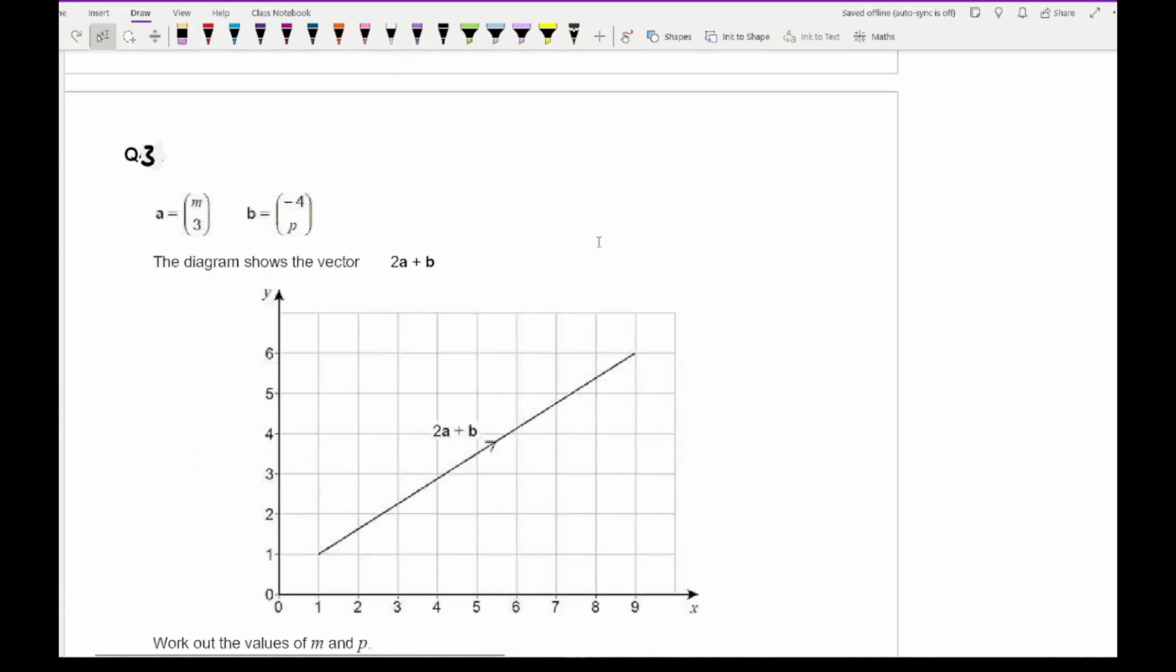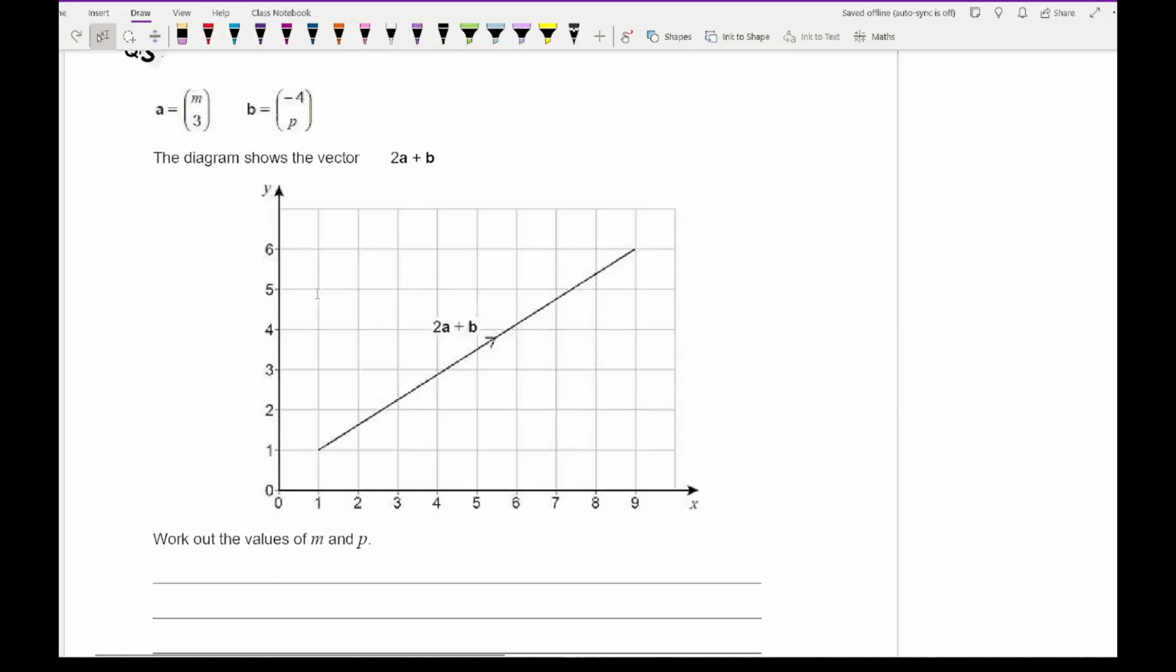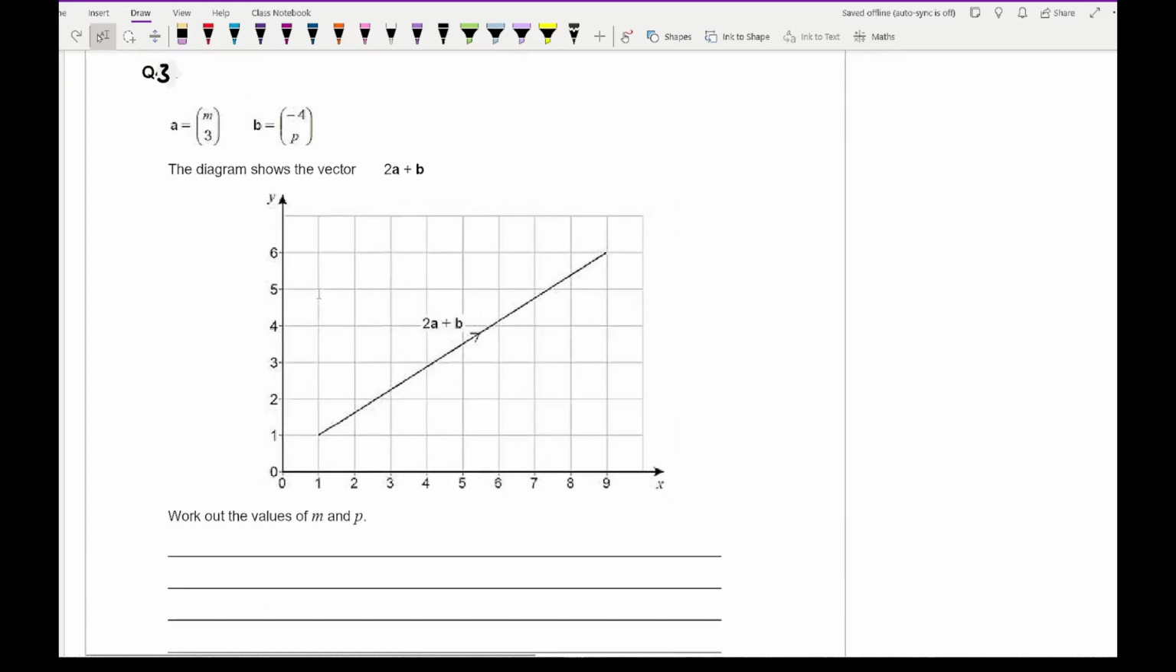Moving on to question 3, we've got a column vector. It says A is m over 3, B is, not m over 3, it's m3, B is minus 4p, and the diagram shows a vector of 2a plus b. And the question is asking us to work out the values of m and p. So let me just zoom out so we can see all of that question in its entirety.